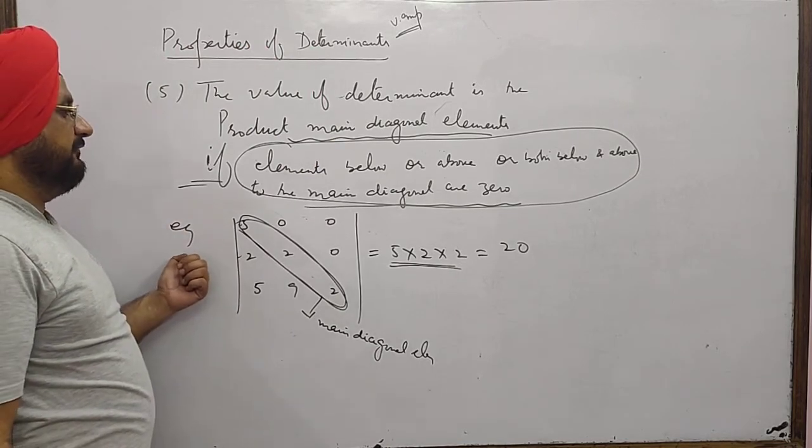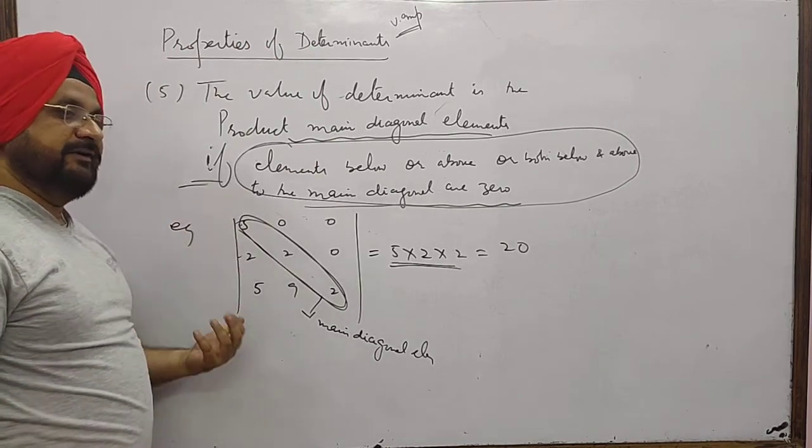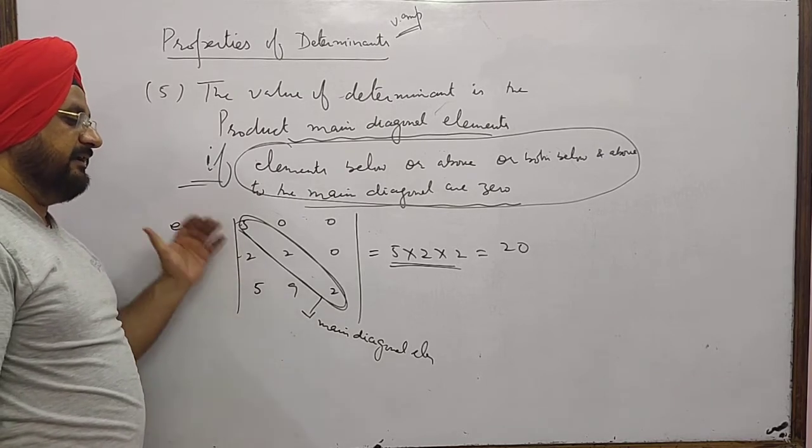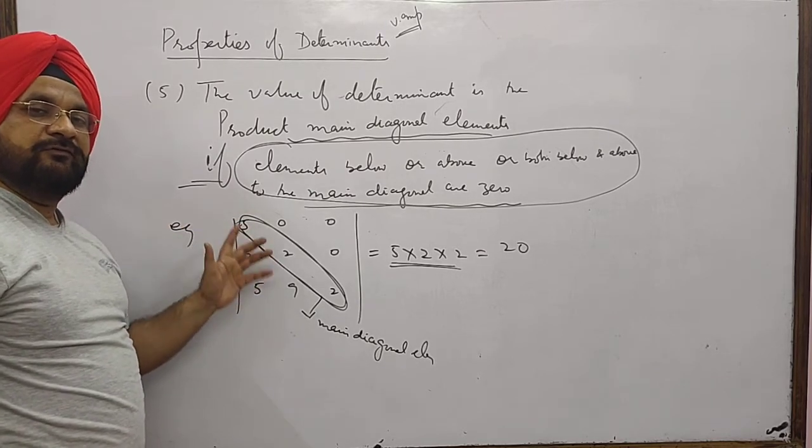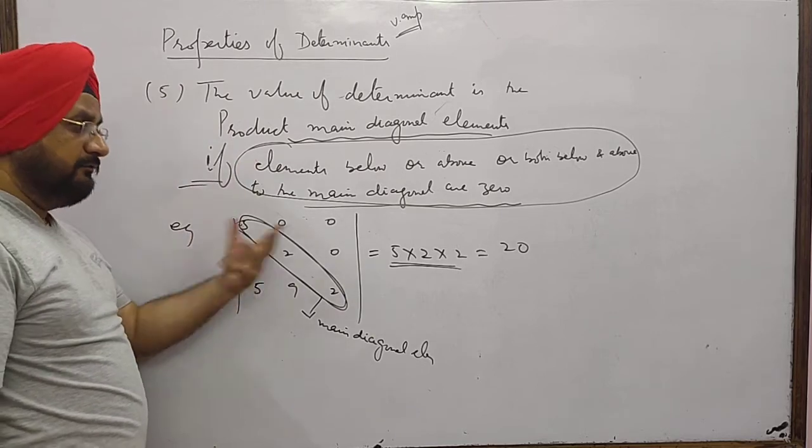So in the next property we will see the value of determinant becomes some multiple times whenever we multiply a row or column with that particular scalar number. We will see in the next video.